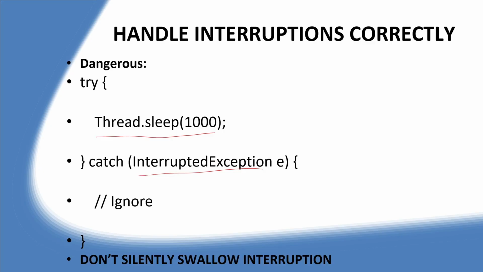A common mistake is to catch the exception and simply ignore it. That can cause the thread to lose important information that someone requested it to stop waiting or cancel its current work. So interruption is a cooperative communication mechanism, and your code should respond to it intentionally.